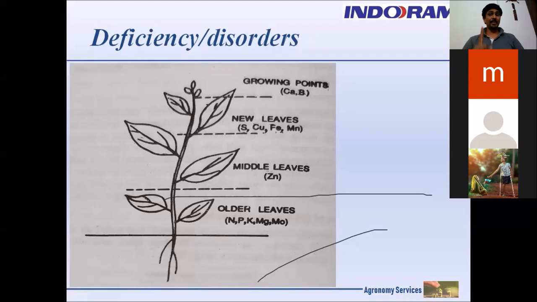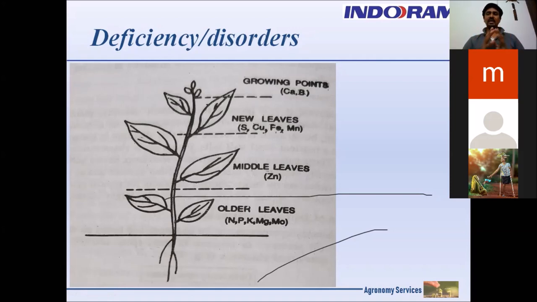The moment a farmer complains that he is getting some symptom on his plant, this may be because of a nutrient deficiency. So you have to first ask which part of the plant is getting that symptom. Like calcium and boron, if it is the apical part, then it is because of calcium or boron. If it is a new leaf, then it is maybe sulfur, calcium, iron or manganese. If the symptom is on a middle leaf, then the possibility is zinc deficiency. And if it is on an older leaf, then it is either nitrogen, phosphorus, potassium, magnesium or molybdenum.